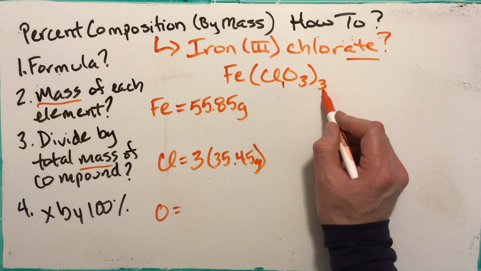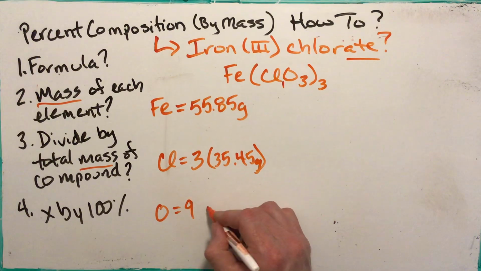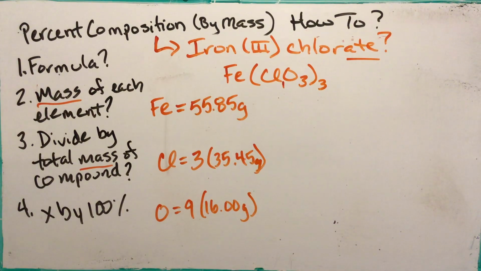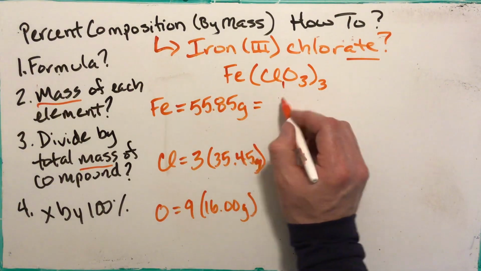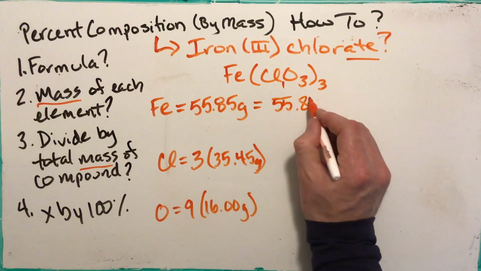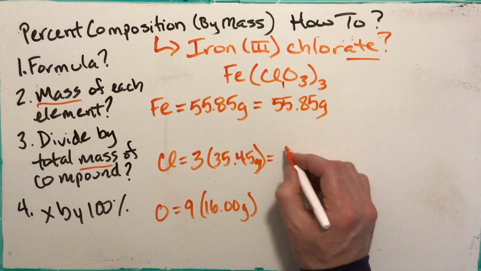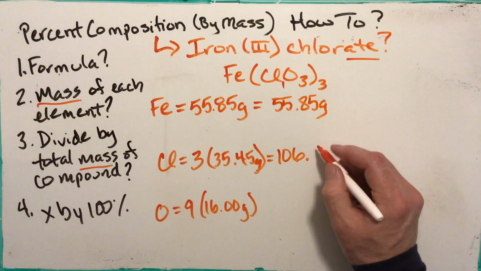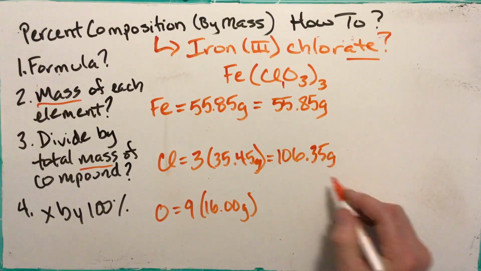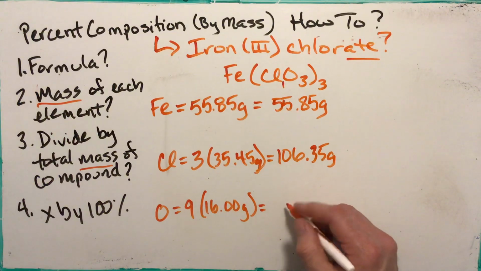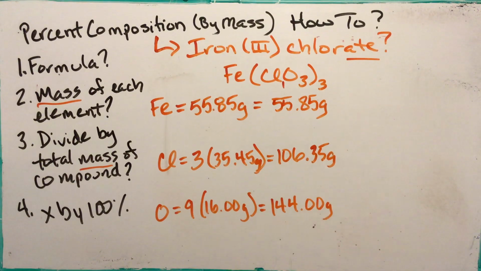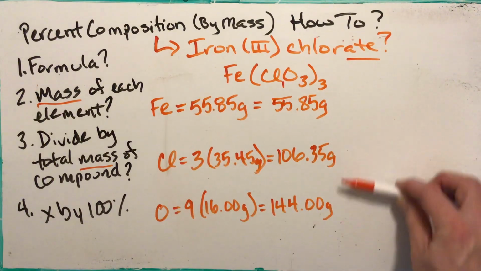I triple whatever's in those brackets, so 3 times 3, that is 9 times the mass of what oxygen is, which is 16 off the periodic table. So this stays the same, 55.85 grams. This, when I multiply that using the Calculator-O-Matic 3000, is 106.35 grams. And then this one, the trusty Calculator-O-Matic 3000, tells me that that's 144 even grams. All right. Mass of each element. Done.